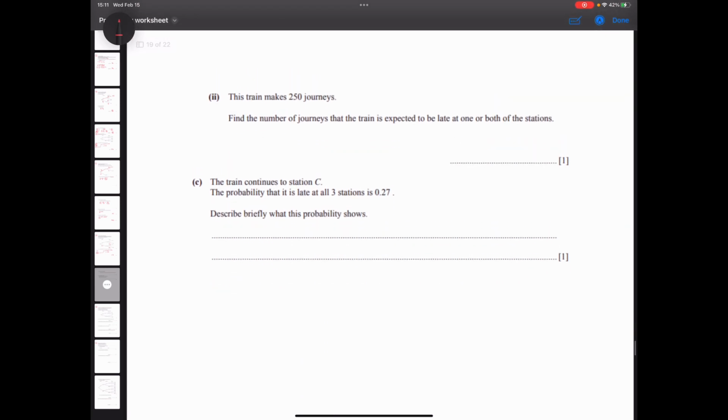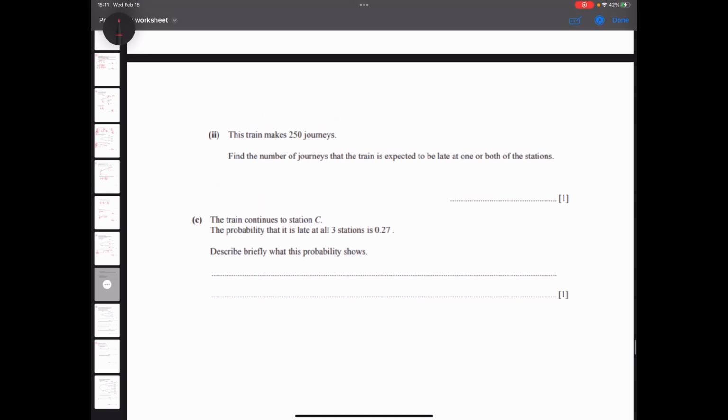The train makes 250 journeys. Find the number of journeys that the train is expected to be late at one or both stations. So I'm going to take the 0.44 multiplied by 250. 250 times 0.44, and that is 110 times.